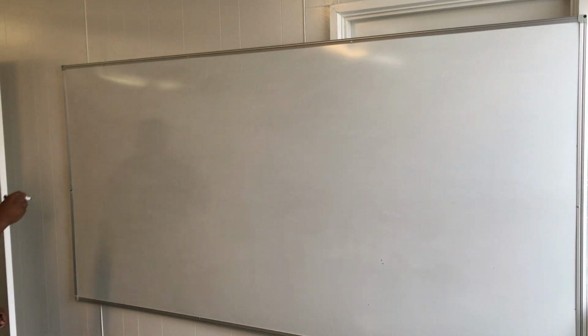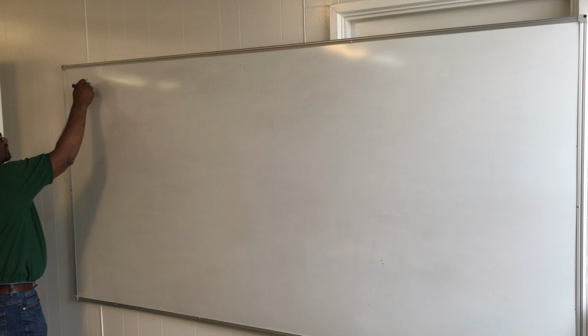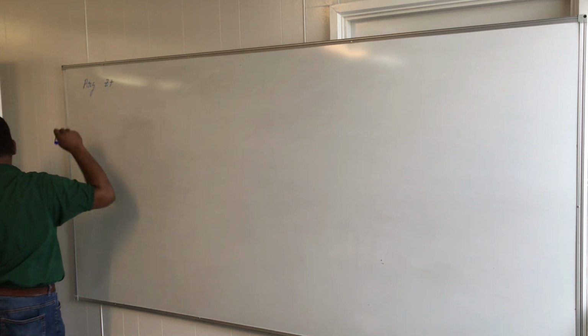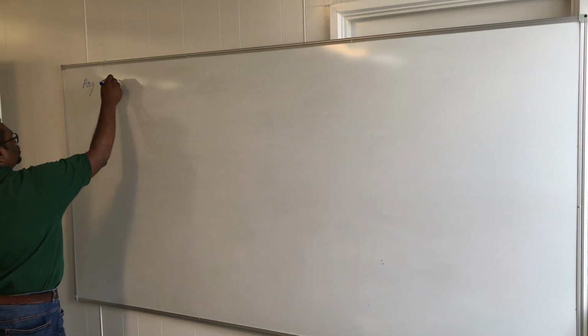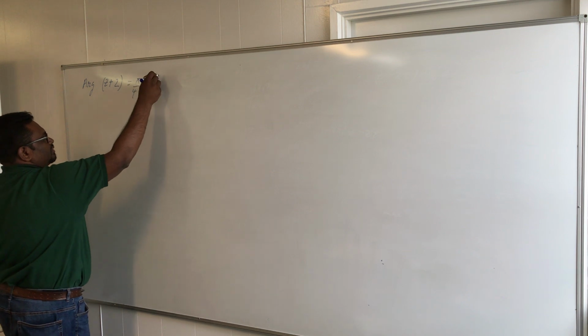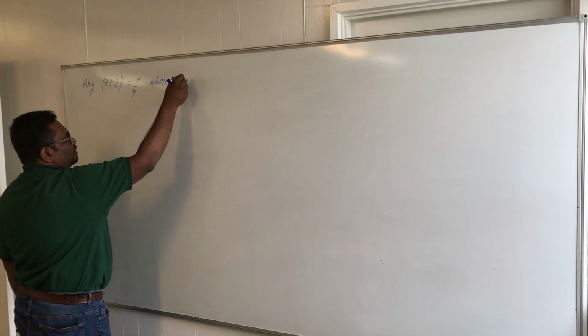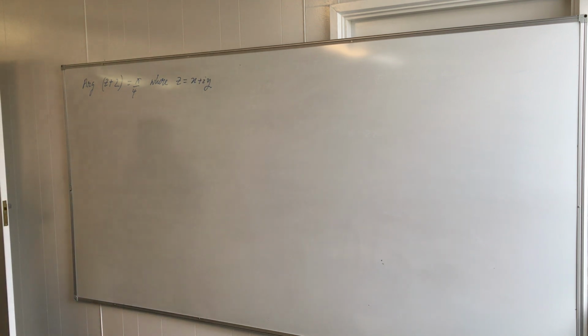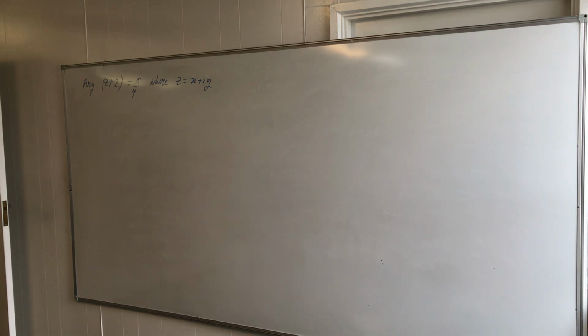That's what I think. So the argument of z plus 2 is equal to pi divided by 4, where z is equal to x plus iy. So then you get x plus 2 plus iy, and its argument is equal to pi over 4.